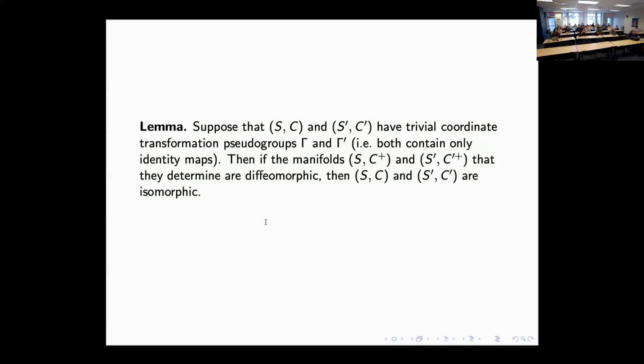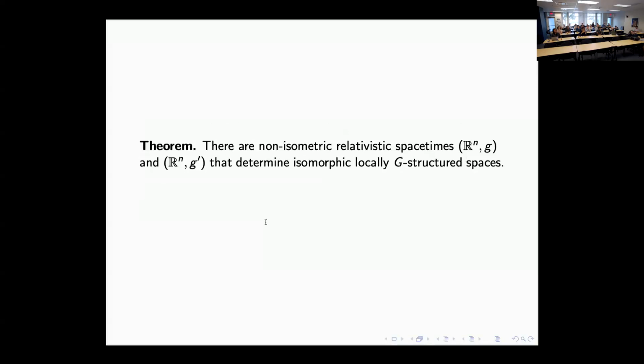Also easy to prove is the following. Suppose that we have two locally G-structured spaces that have trivial coordinate transformation pseudogroups, that is, coordinate transformation pseudogroups that only contain identity maps. Then if the manifolds that these two locally G-structured spaces determine are diffeomorphic, then the locally G-structured spaces themselves must have been isomorphic. Okay? So from these two lemmas, it follows that there are non-isometric relativistic spacetimes that determine isomorphic locally G-structured spaces.